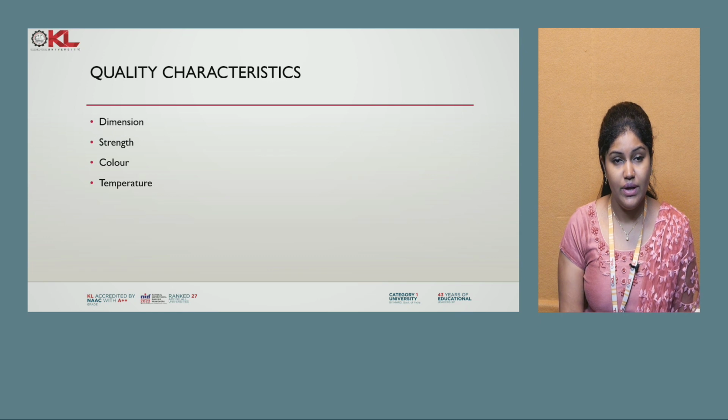So coming to the quality characterization, what are the things we need to notice for the quality characteristics? One is dimension, second one is strength, third one is color, fourth one is the temperature. These are the four things for quality characteristics: dimension, strength, color and temperature.